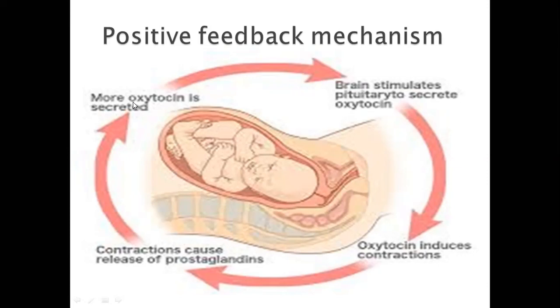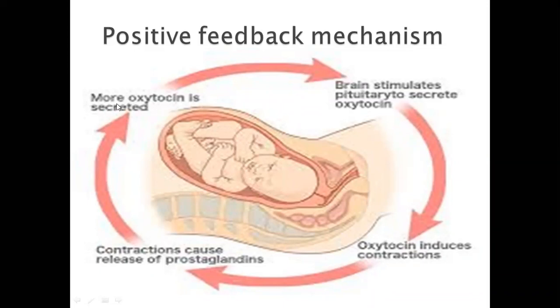You can see here, brain stimulates pituitary to secrete oxytocin. The mother's brain stimulates pituitary glands to secrete oxytocin hormone at the time of the birth. Now, oxytocin induces contraction in the wall of the uterus. Contraction causes release of prostaglandins. What are these? These are also hormones, right? Oxytocin induces contraction, which causes release of prostaglandins.